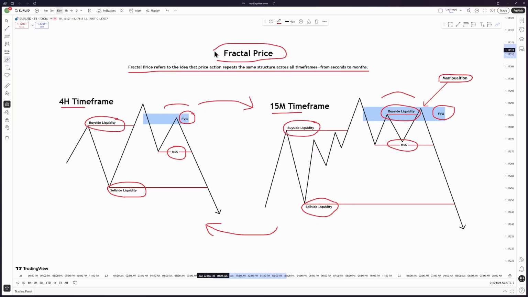So let's get straight to the charts, and I'll show you how to use fractal price to spot the right manipulation and target the actual draw on liquidity.